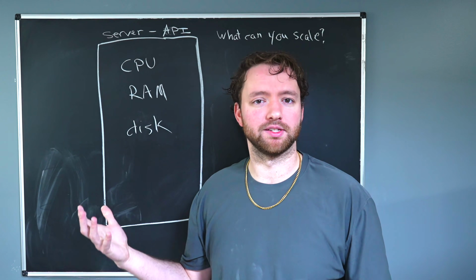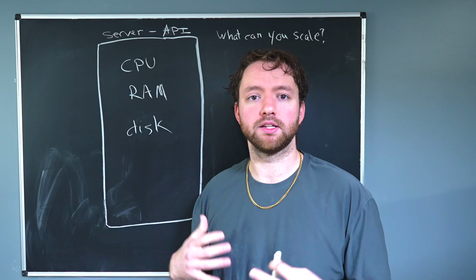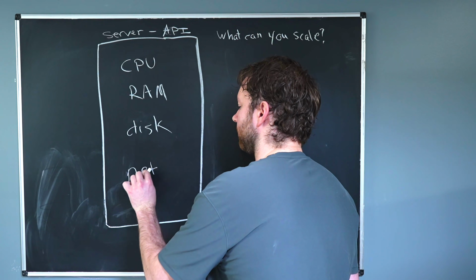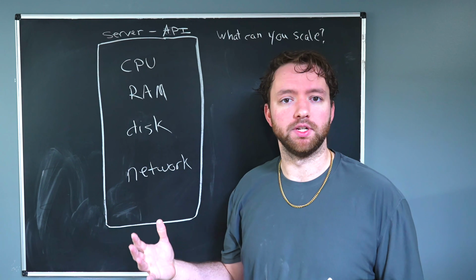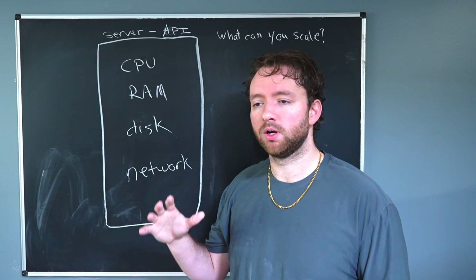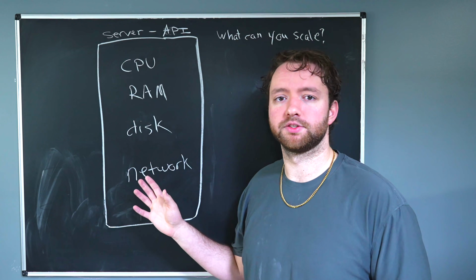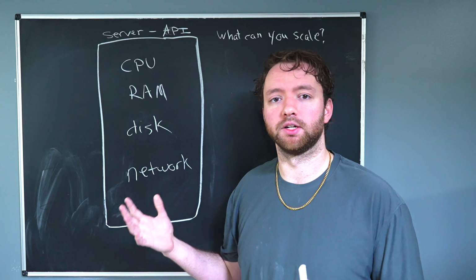Fortunately, we don't have to worry about this a whole lot with APIs because it's stateless. We're not storing stuff to disk. And then the next one on here is network. We can look at each of these in a bit of detail, but at a high level, you basically will just look at the utilization of the server and try to get these fairly balanced.